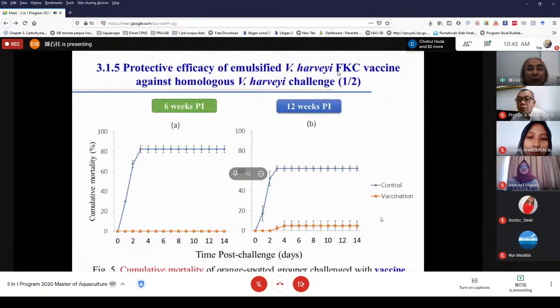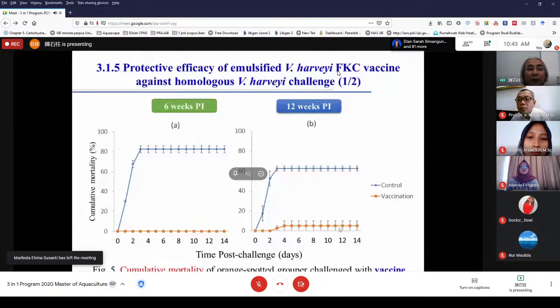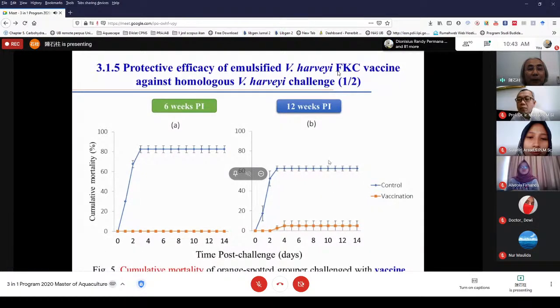Okay, how about the cumulative mortality? In the vaccination group, no fish died at the 6 week. In the control group, there was more than 80% mortality. So it means the vaccine is quite good, okay? Because in the vaccination group there was no fish death in this figure. How about 12 weeks, nearly 3 months? They have 5% to 10% fish death in the vaccination group, but the control group still has 65% mortality. So it means the protection duration is more than 3 months.